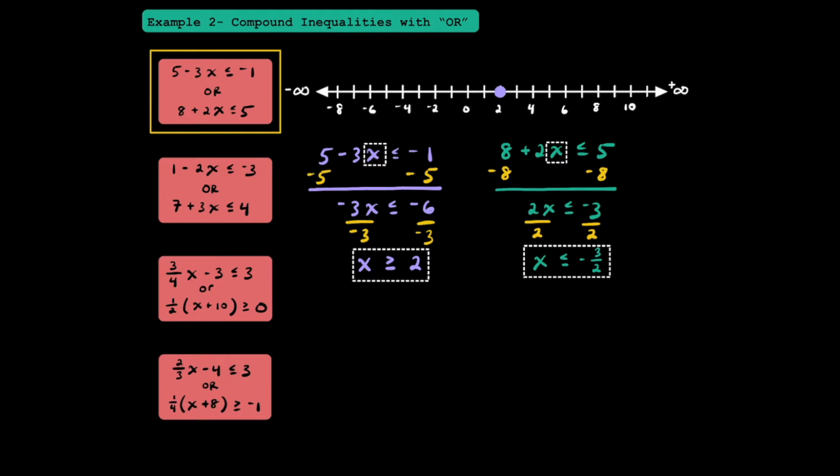For the inequality on the left, we put a closed circle on 2. Then we draw an arrow to the right. For the inequality on the right, we put a closed circle on negative 3 over 2, or negative 1.5, and we draw an arrow to the left.